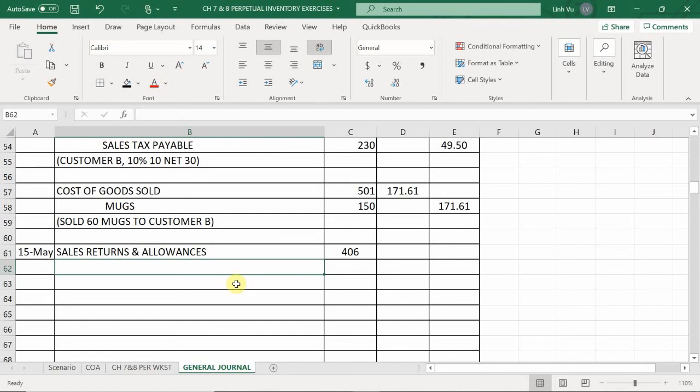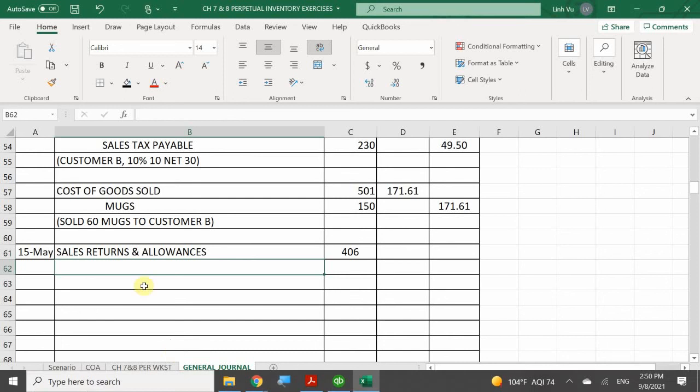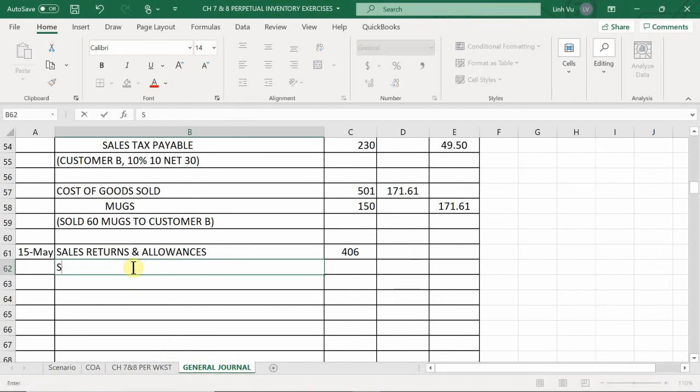How did customer B pay? He didn't pay cash, so he's on account. Exactly. So how are we going to give back the money? We also have to give him back his sales tax as well, and then it's going to reduce the accounts receivable.